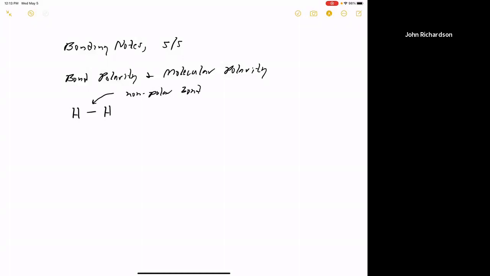And we could also talk about the molecular polarity. In this case, simply because the nonpolar bond is there, and it's the only bond we need to worry about, we can also say this is a nonpolar molecule.